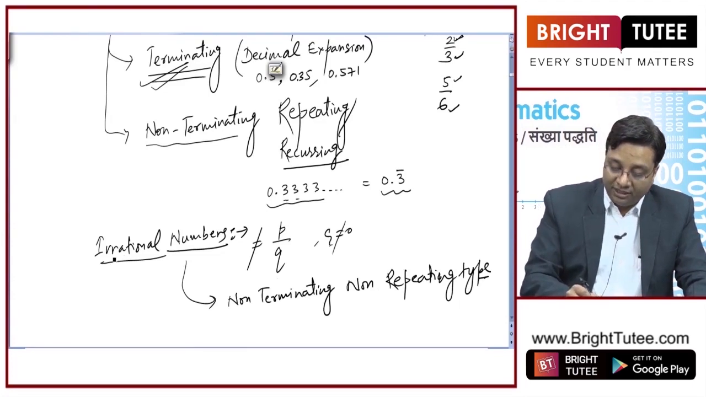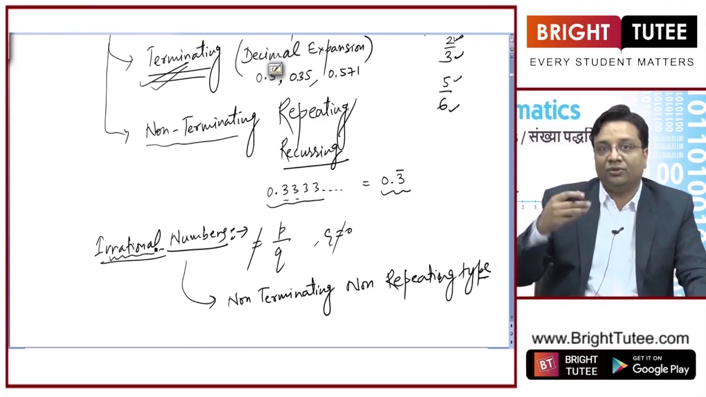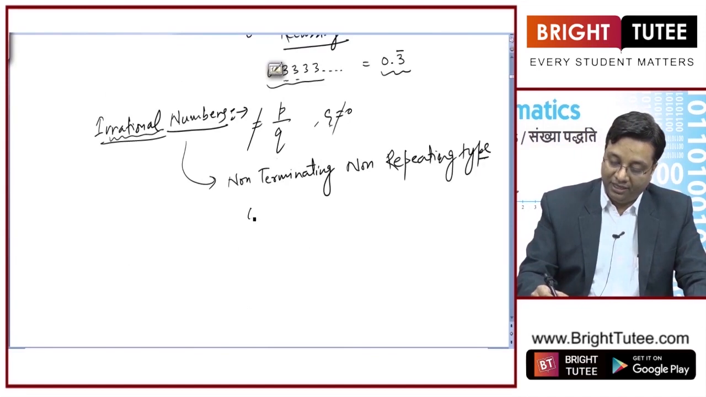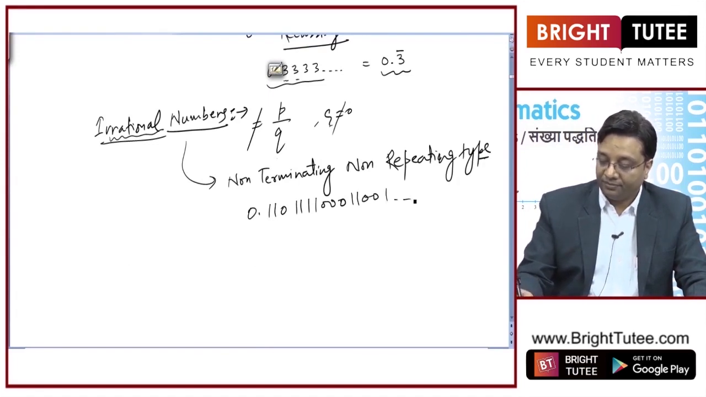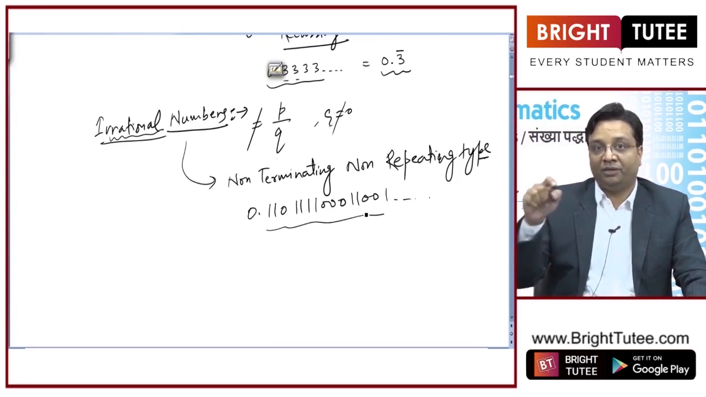Sometimes I tell my students that these are irrational, they do not follow any pattern, right? Why? Because 0.110, 1111000, they may have any pattern, right? You cannot decide the pattern and put a bar on it, right?